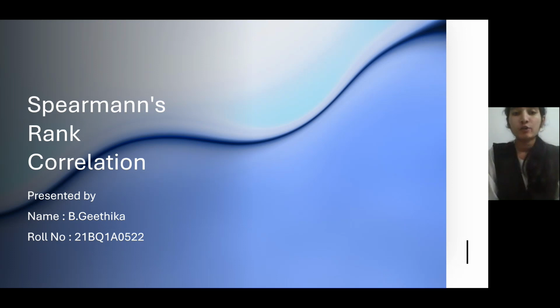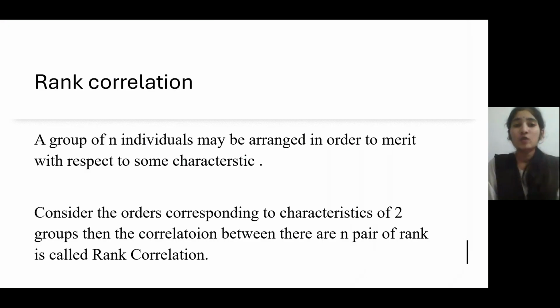Today in this session I'm going to explain Spearman's rank correlation. Let us see what rank correlation is. A group of n individuals may be arranged in order of merit with respect to some characteristic, and this is considered as rank correlation. To find this rank correlation, Spearman found a method. Consider the orders corresponding to characteristics of two groups; then the correlation between these n pairs of ranks is called rank correlation.